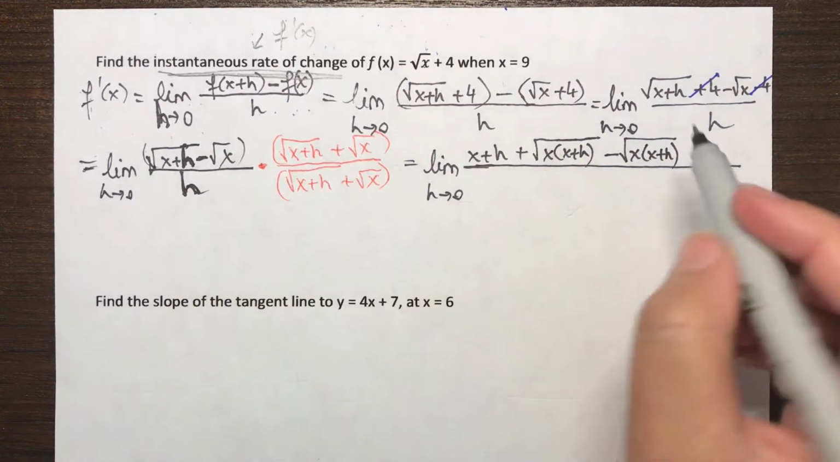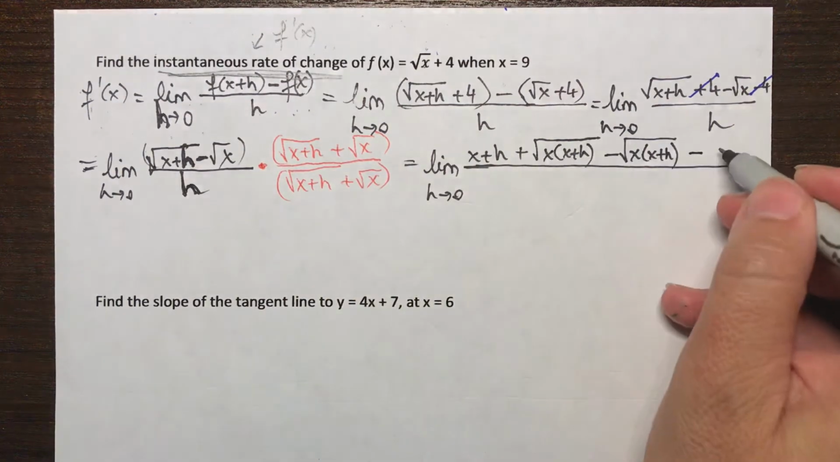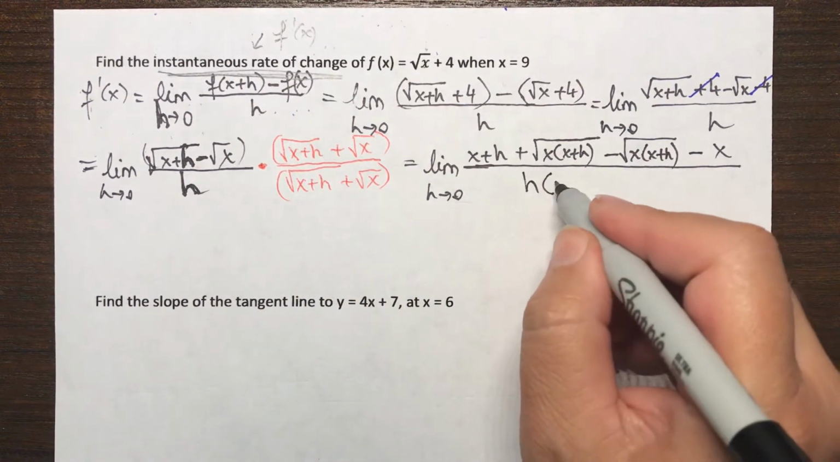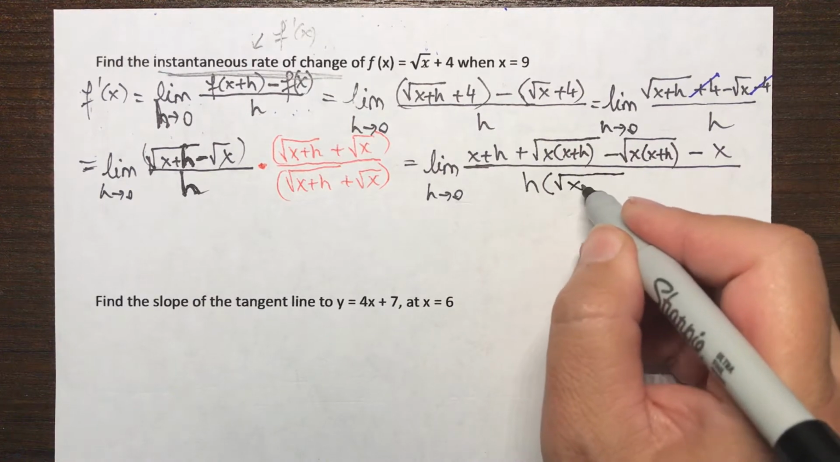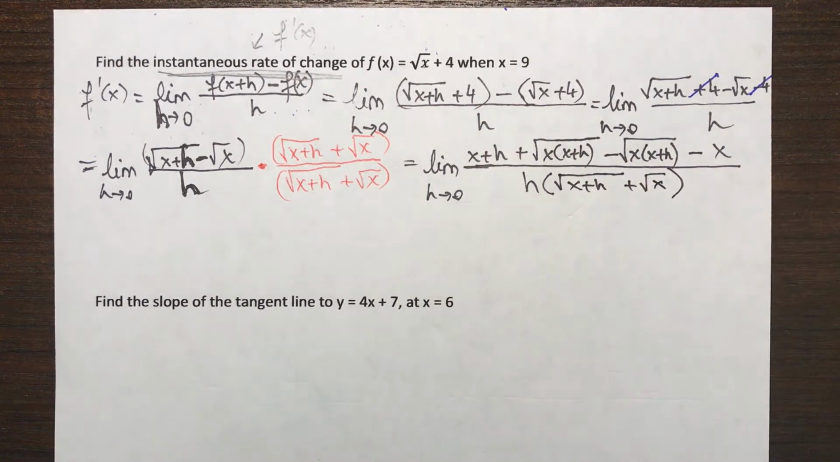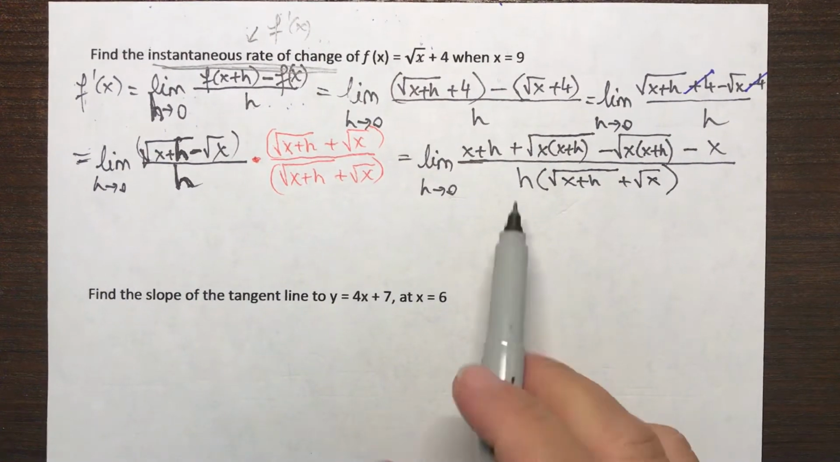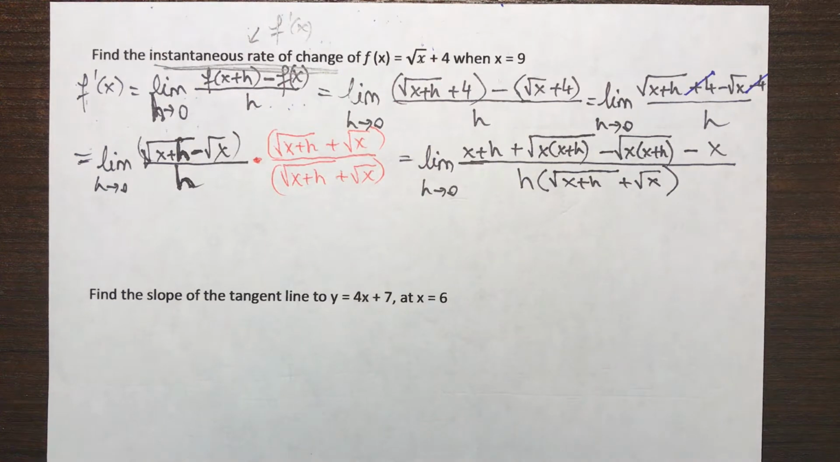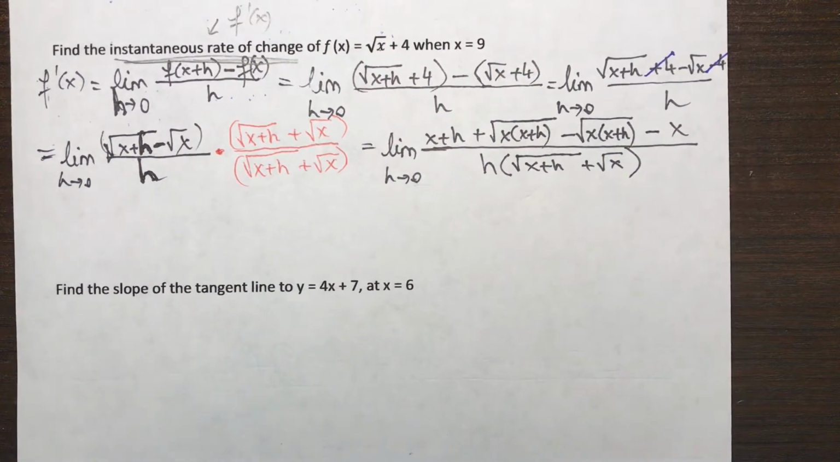And finally, negative square root of x times the square root of x, that's just an x. The bottom, don't need to distribute it, so keep it as it is. Why am I not distributing this? Because remember, we want the h to be a common factor so we can reduce it at the very end. So look at this. Does anything go away?